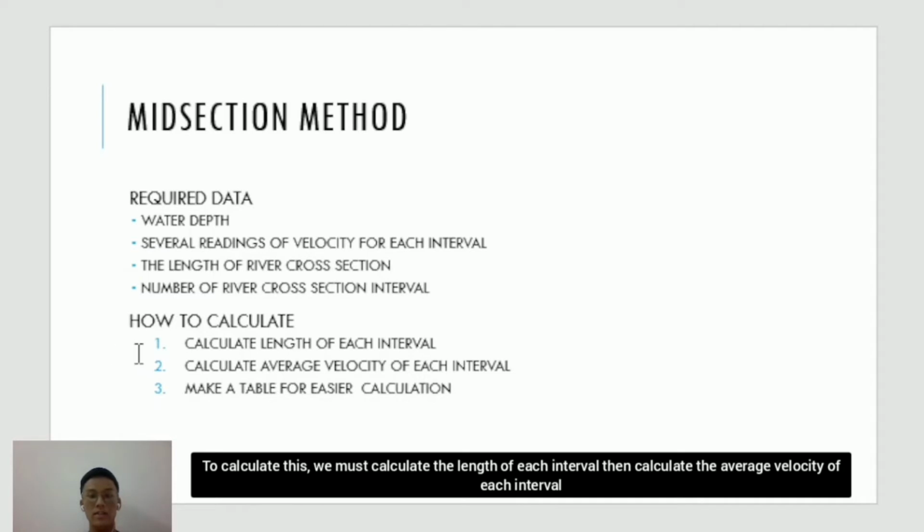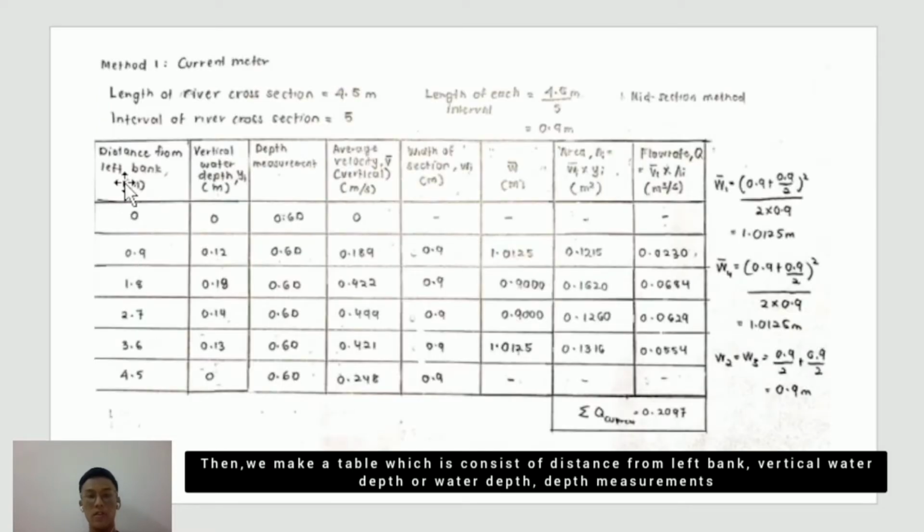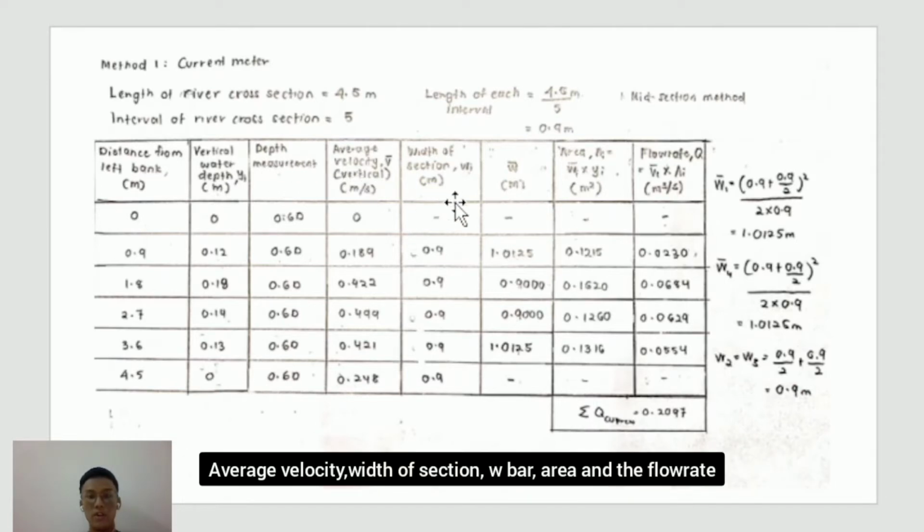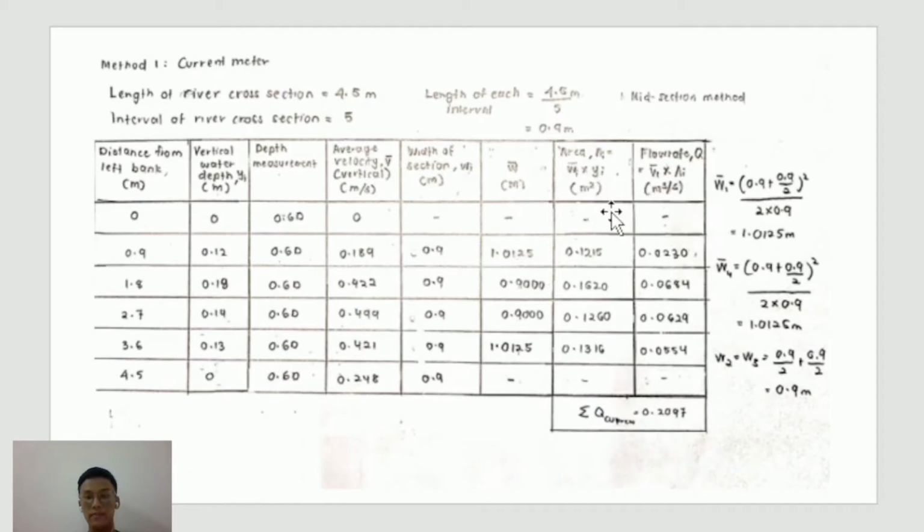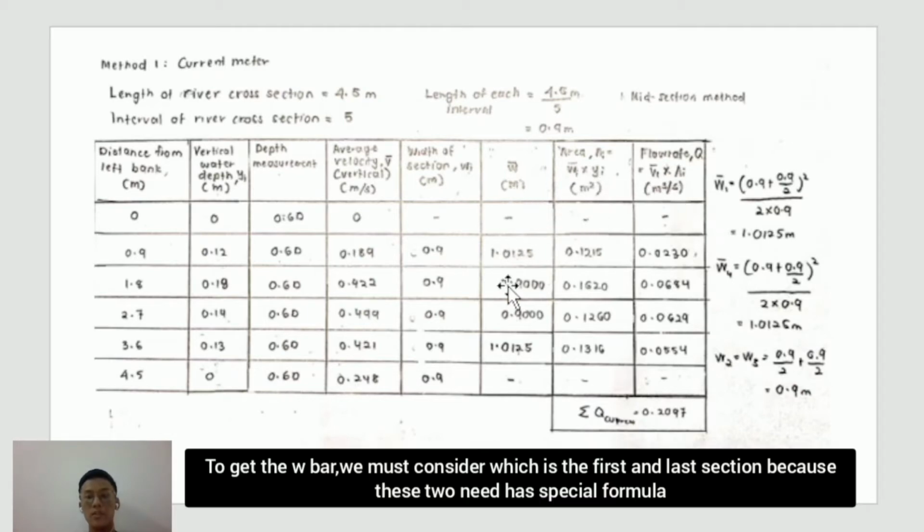To calculate this, we must calculate the length of each interval, then calculate the average velocity of each interval, then we make a table which consists of distance from left bank, vertical water depth, depth measurement, average velocity, width of section, W bar, area, and the flow rate. To get the W bar, we must consider the first and the last section, because these two have a special formula.